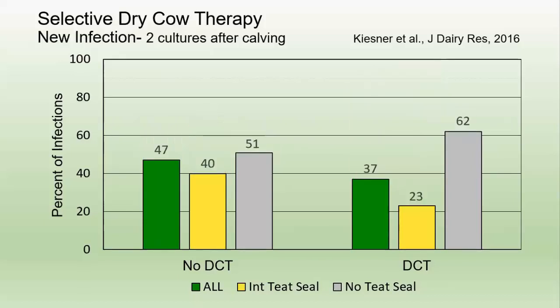The other important aspect of dry cow therapy is to prevent new infections. This was done by these researchers by collecting 2 milk cultures after calving. Again, overall, the no dry cow therapy group had a higher percent of their cows that were newly infected. That is, they were not infected at dry off, but now were infected after calving. And again, interestingly enough, the internal teat sealant, when combined with dry cow therapy, had the biggest impact, or best beneficial effect.